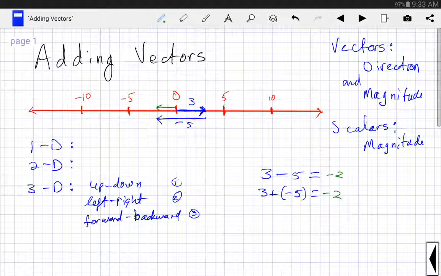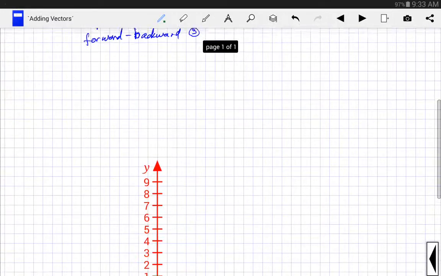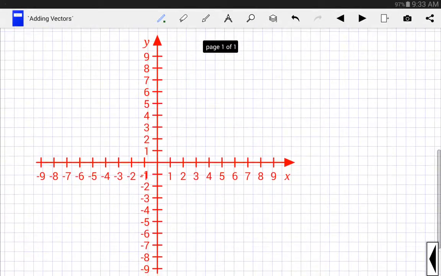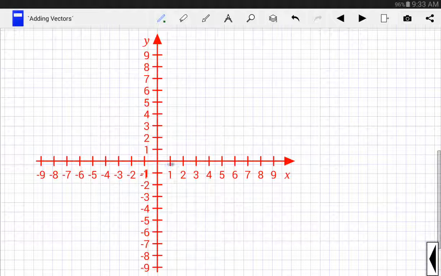Now, what if instead of having a one-dimensional vector, we have a two-dimensional vector? We'll have here a two-dimensional vector that has left-right as one dimension and up-down as the other. Now notice I have labeled X for the horizontal or left-right and Y for the vertical or up-down. Now things can be a little more complicated.